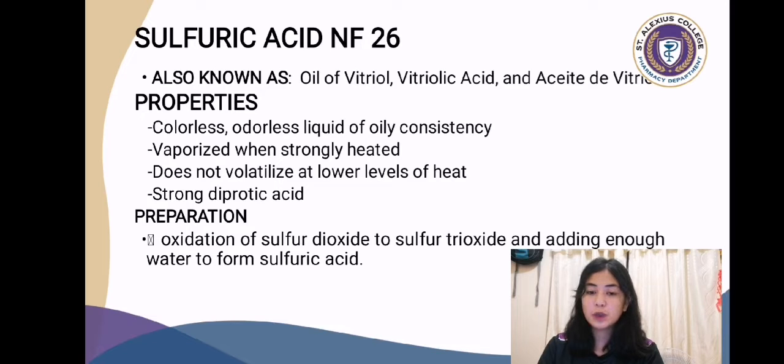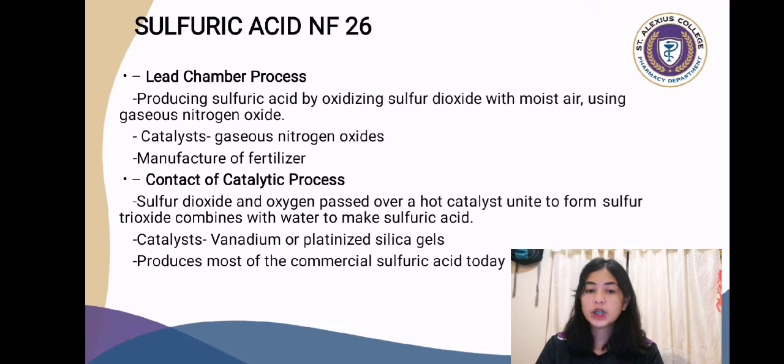In preparing sulfuric acid, there are two ways, which are the lead chamber process and the contact or catalytic process. The lead chamber process is the method of producing sulfuric acid by oxidizing sulfur dioxide with moist air, using gaseous nitrogen oxides as the catalyst.